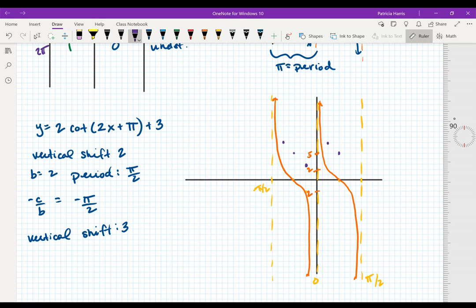And remember, it is a sketch. We just want to know about the major features. And that's it. So I think you'll find cotangent just a little bit easier than tangent. All right. Hope that helped.